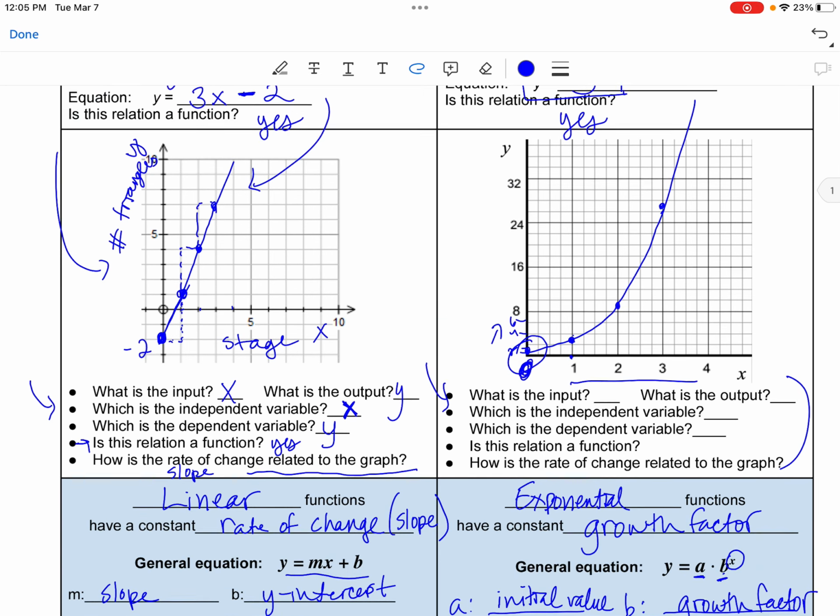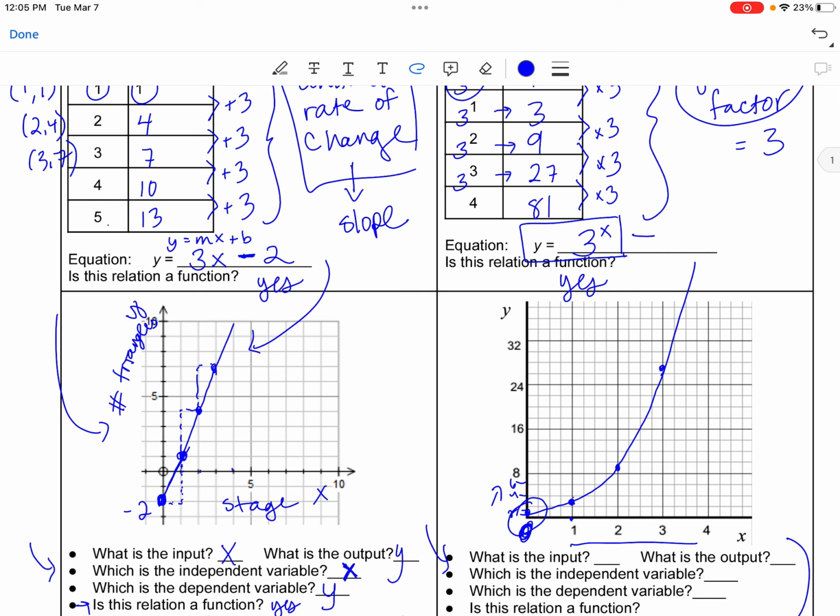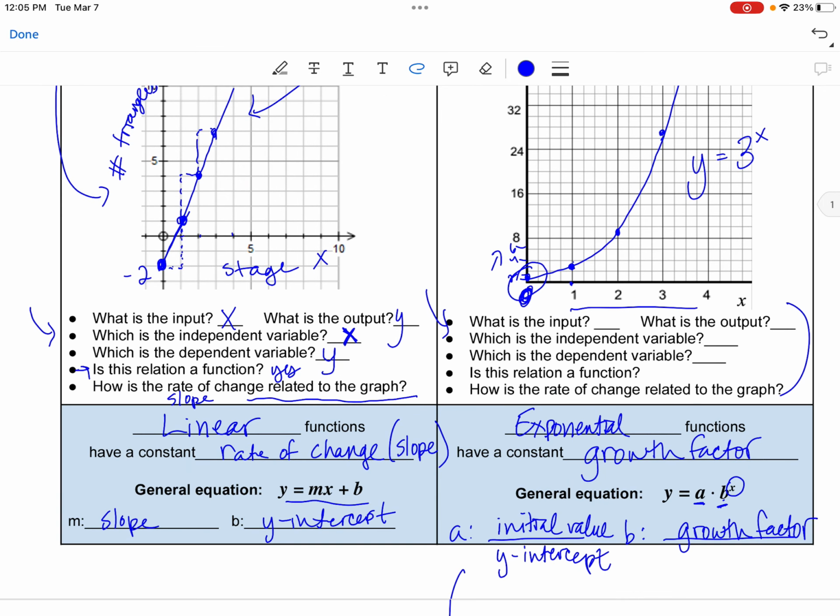So for this equation here, I'm going to write it down here: y equals 3 to the x. Let's see if it follows that general rule of y equals a times b to the x. So a in this case is the initial value, which is 1, right? That's stage 0, when x is 0, when the input's 0, there's one triangle. And then the growth factor is 3. It triples each time, raised to the x power.